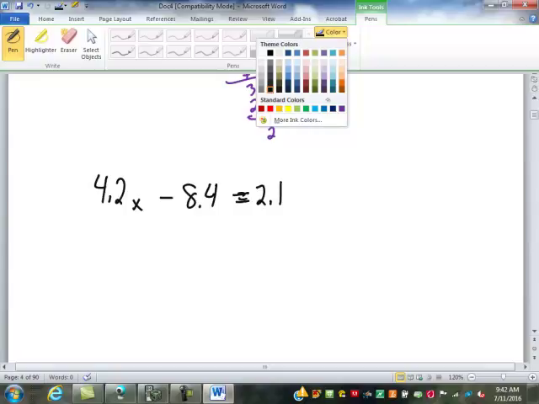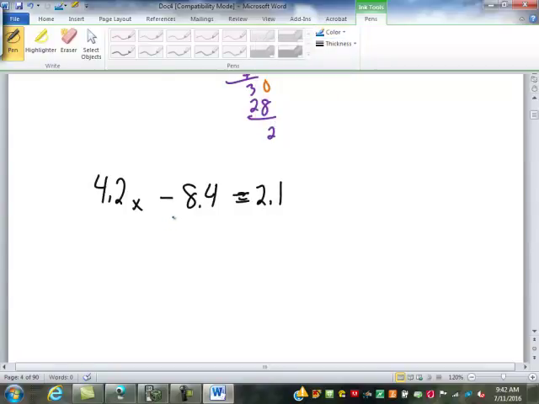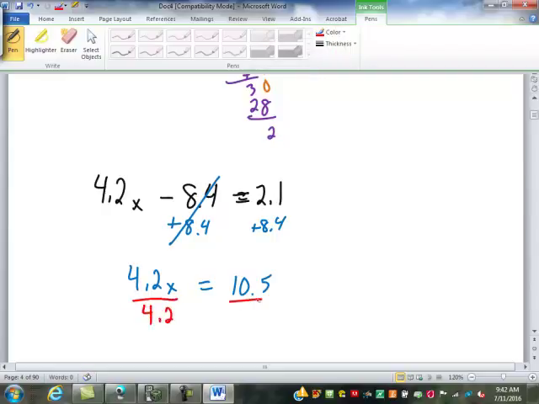Where would I start here? Perfect. I'm going to add 8.4 to both sides. So the 8.4 is gone. Here I have the 4.2x still equals, well, 2.1 plus 8.4 is 10.5. Then what will I do? Perfect. Divide by 4.2. X is 10.5 divided by 4.2, which is 2.5.